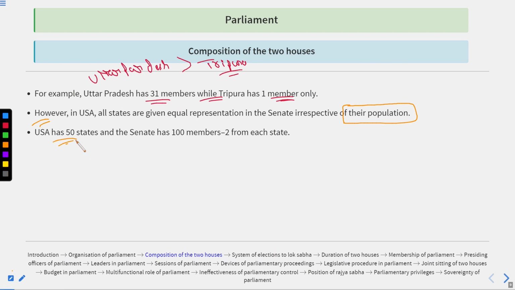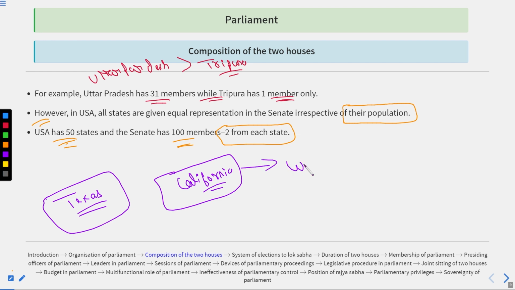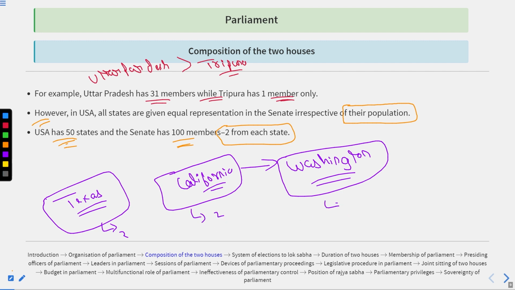So USA has 50 states and the Senate has 100 members, 2 from each state. It doesn't matter whether Texas has a high population, or California has a lower or higher population than Washington. All things will be equal. It means Texas will have 2 seats, California will have 2 seats, and Washington will have 2 seats. Okay, now here is one thing, let me make it clear for you.